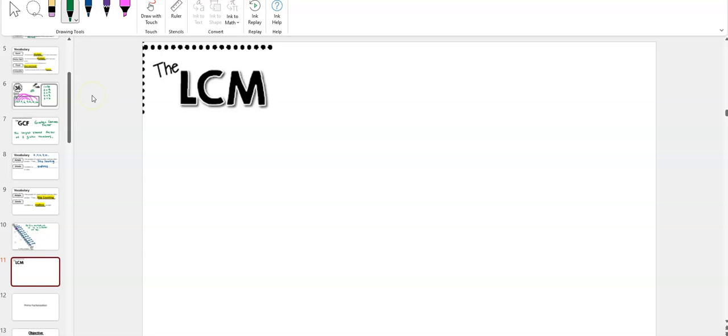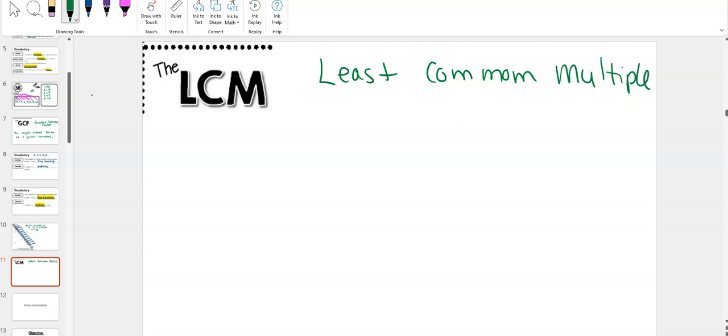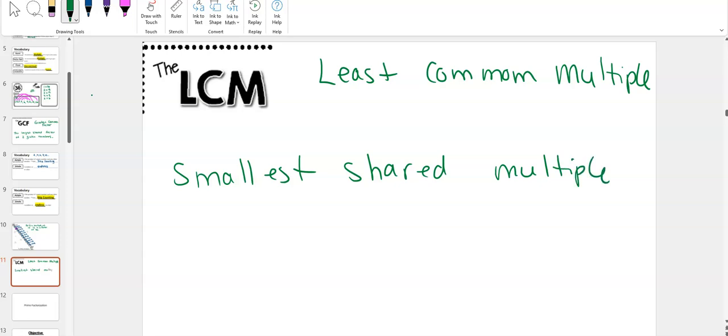All right, so again, we're using this because we're finding the least common multiple, or LCM. And basically we're looking for the smallest shared multiple in two or more given numbers. And that's also true for greatest common factor. You could have more than two. We're going to pay attention to two a lot, but you could have more than two.